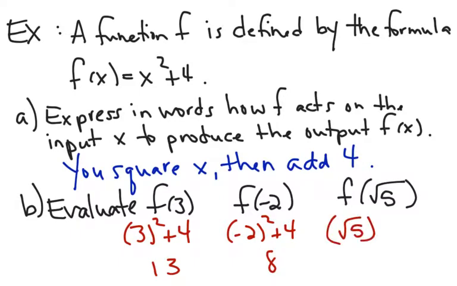Square the square root of 5 and then add 4. Remember that a square and a square root cancel each other. So the square root squared is going to be just the number under the radical. So it's just 5 plus 4, which is 9.